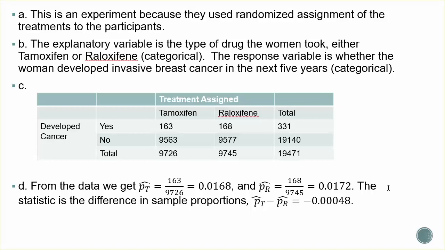The statistic that we want to look at is the difference in the proportions. So in this case, if we take this one, 0.0168, minus this one, 0.0172, we get negative 0.00048, which is fairly small. But it's not zero. So it is possible that the incidence rates for these two groups are different, maybe only different by a very small bit, but different nonetheless. And that's what the statistics will tell us.